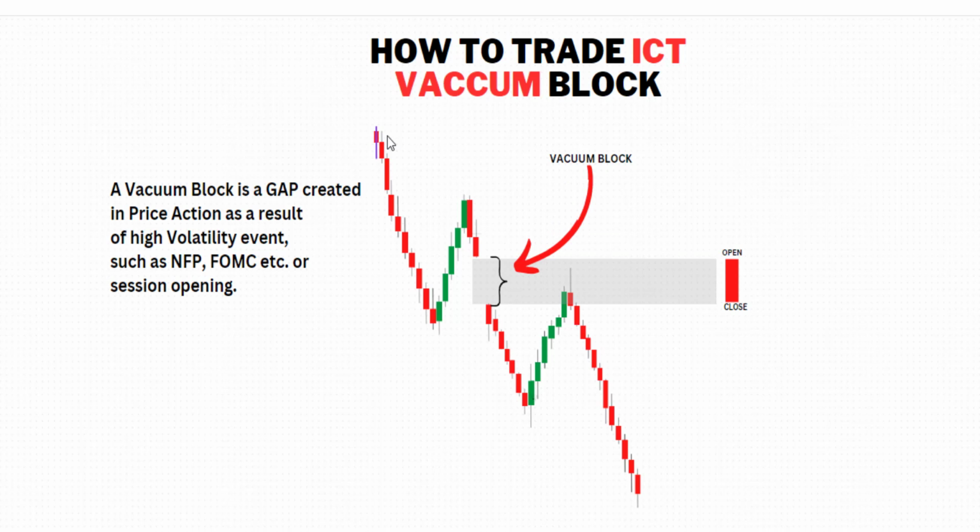So have you ever come to your chart and then you found out that there is a sudden gap that has happened in between price action, something like this? You can see from this candle to this candle. This gap is basically what is called a vacuum block, and it is created as a result of a high volatility event such as NFP, FOMC, and sometimes even session opening.